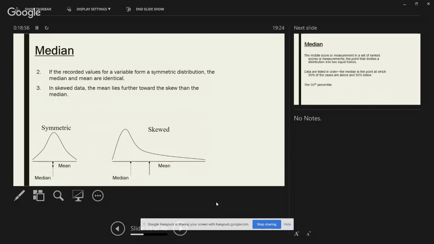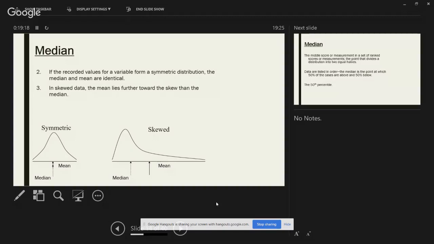Skewed data basically means that most of your data is on one side of the mean, and some data is on the right side of the mean. So basically the data is not symmetrically distributed in the graph. So that is what skewed data is.